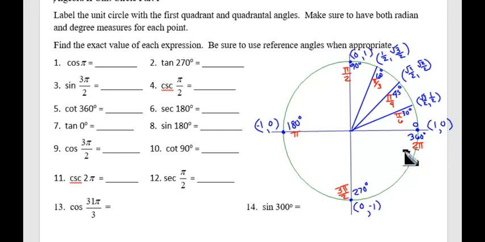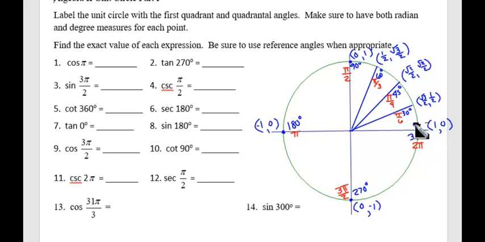So now we've labeled everything with our degrees and with our radians and with our coordinates, which are going to give us our exact values for each of these expressions. So let's talk about how we use this unit circle to find these answers. There's actually one more thing that I need to label on your unit circle before we start into this, and that is, how do you know whether or not your answer is going to be positive or negative?